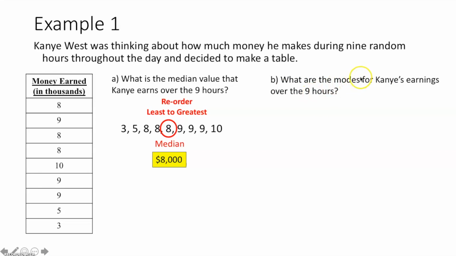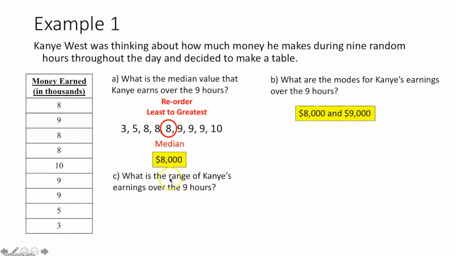Well, here it kind of gives it away in the question. There are actually 2 modes. It's bimodal. We have an 8 that appears 3 times. We also have a 9 that appears 3 times. So those would both be your modes, $8,000 and $9,000.